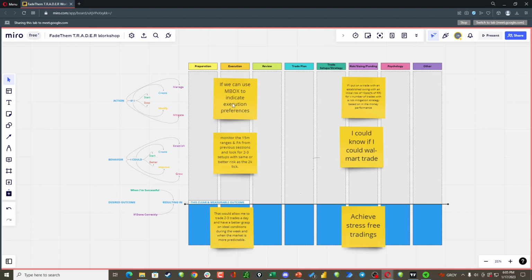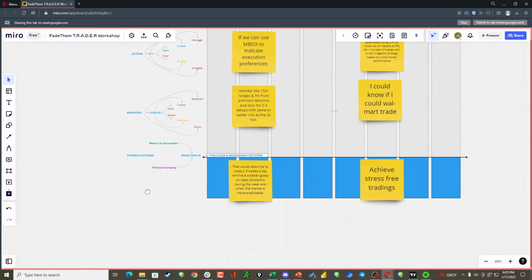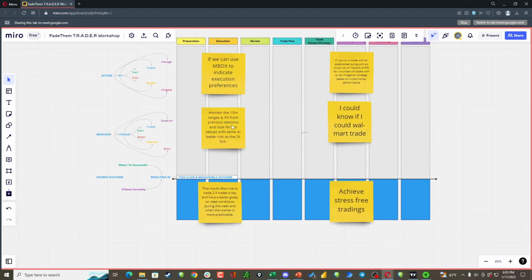So, one trader said, if I could use MBOX to indicate my execution preferences, and now that's a summary, right? So there's a bunch of information packed inside of that summary, which we covered, and is not on this board, but this is a summary of that statement. The action being, if I used MBOX to indicate my execution preferences, in other words, I containerized it with that, and then I could monitor the 15-minute ranges and price action from a previous session and look for 2 to 3 setups with the same or better risk as the 2000 tick setup. So in other words, basically saying I am creating a context in a specific time and I'm looking for 2 to 3 setups. It allowed me to take 2 to 3 setups a day and have a better grasp of ideal conditions.